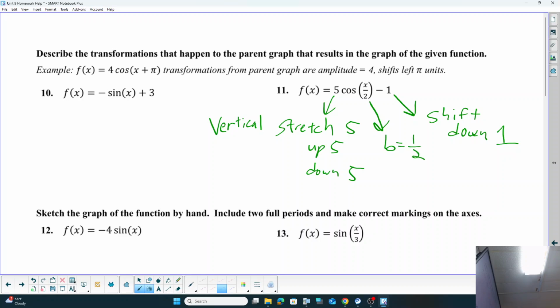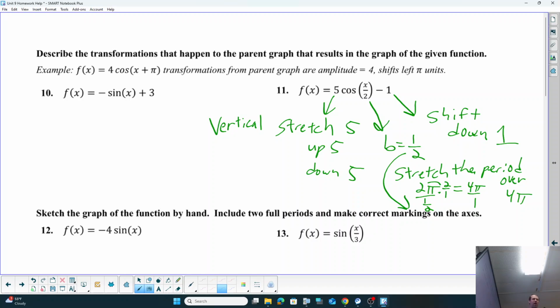And so that means we're going to stretch the period. How far? Well, if the b value is 1/2, the period is 2 pi over the b value. So 2 pi over 1/2. Keep, change, flip. So that's 4 pi over 1. So we're going to stretch the period to 4 pi.